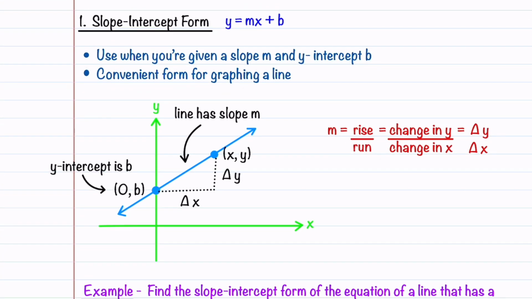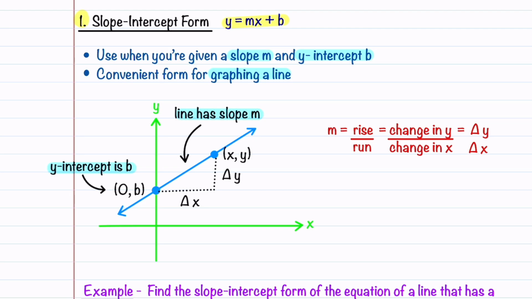The first form for an equation of a line that we'll look at is the slope-intercept form given by the equation y = mx + b. This is the form that you'll need to use when you're given a slope m and a y-intercept b. This is a convenient form for graphing a line because you know the slope and where it intersects the y-axis, making it easy to visualize.